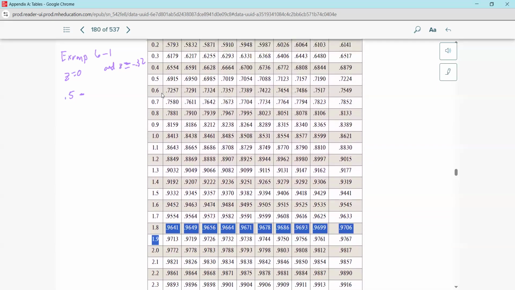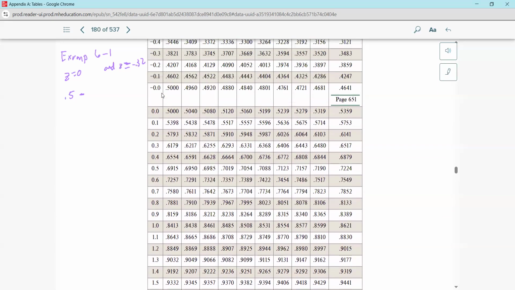So negative 0.3, there it is right there. Here's negative 0.3012, that's 0.3745. When I take that, I actually get 0.1255. So that means that 12.55% of my data should fall between negative 0.32 standard deviations and 0 standard deviations. All right, so this is part A.